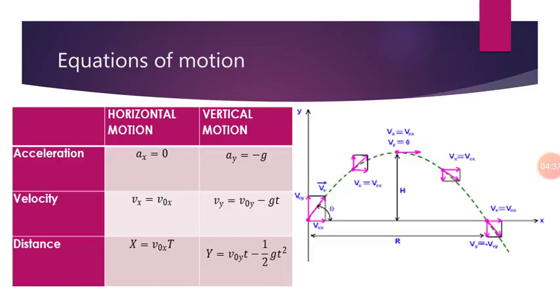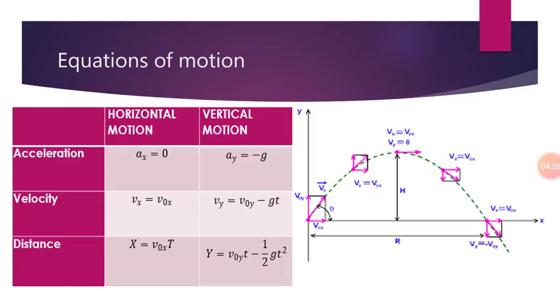We divide the motion of the projectile into the horizontal motion and the vertical motion. First, we compare the accelerations. There is no acceleration in the horizontal direction, so ax is equal to 0, while the acceleration in the vertical direction is equal to minus g.